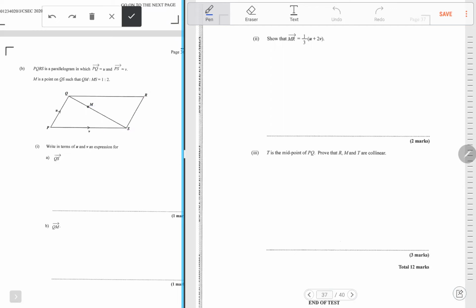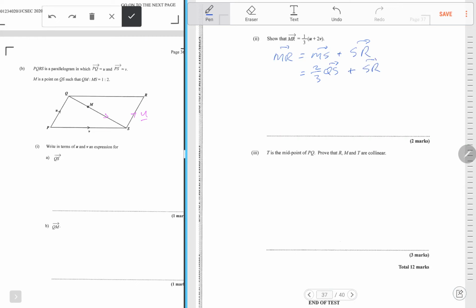All right, so let's look at the diagram now. The MR that we want is equal to MS plus SR. We know over here that this vector is U, and MS is 2/3 of the line. So MS is 2/3 of QS, plus the SR.